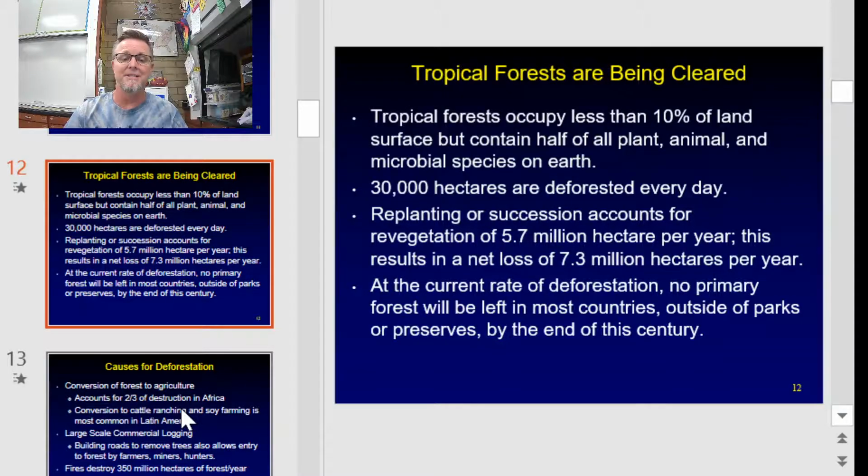Replanting or succession accounts for revegetation of about 5.7 million hectares per year. And if you just do a little math, that means that even though we are replanting and trying to revegetate some of these areas, we're still losing 7.3 million hectares per year, and they're not being replaced. At the current rate of deforestation, no primary forest will be left in most countries outside of parks or preserves by the end of the century. That's crazy.